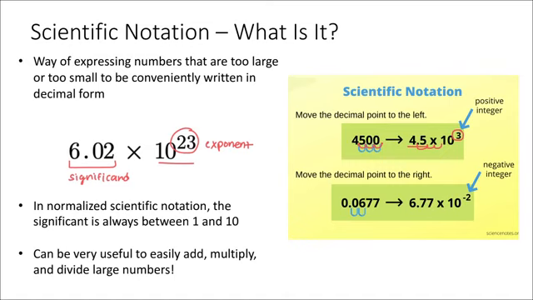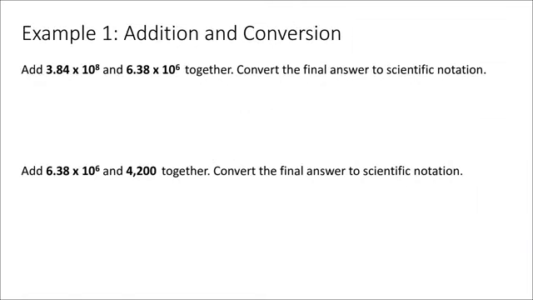If you move the decimal place over 2 to the right to get 6.77, I would show that as a negative 2 to indicate that that number is actually 2 decimal places smaller than the way I've written it. Let's practice adding two numbers in scientific notation.